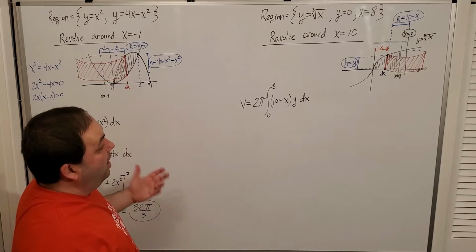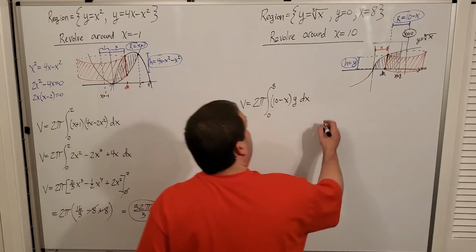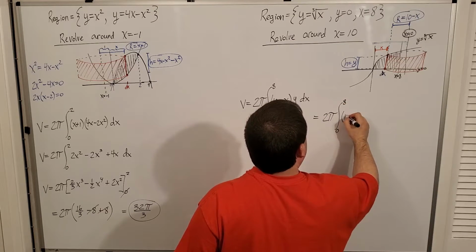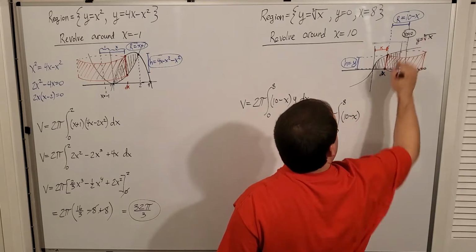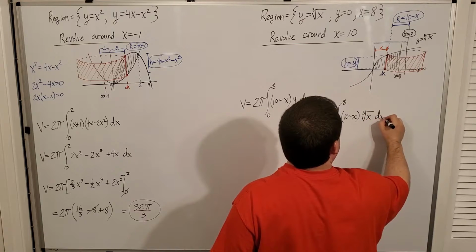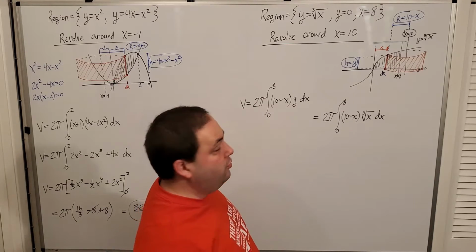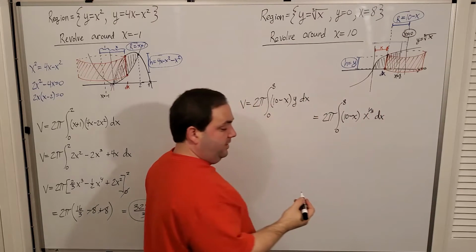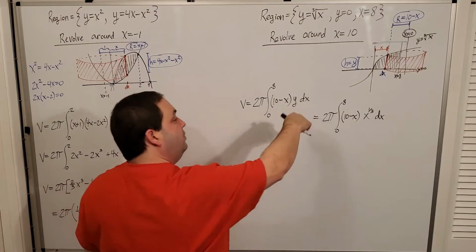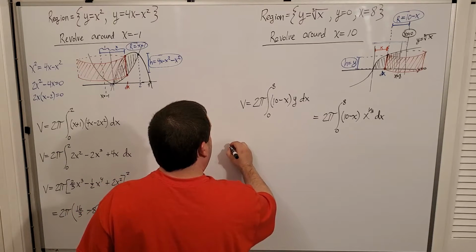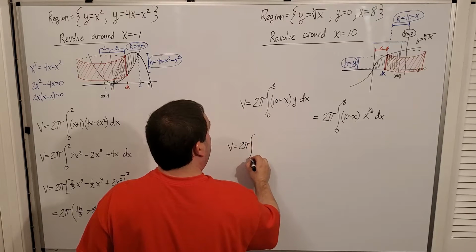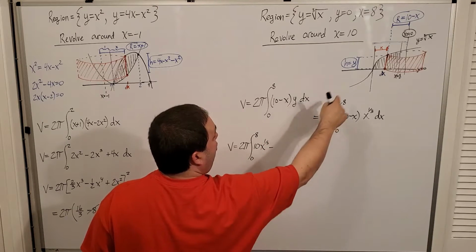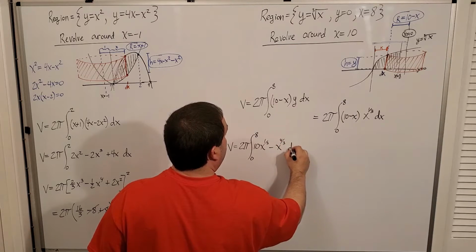Now, of course, I can't leave the y variable in there. I'm trying to do it with a dx. So this integral becomes 2 pi times the integral from 0 to 8 of 10 minus x, and my y variable is equal to the cube root of x, dx. Of course, instead of cube root, we would probably rather write this as x to the 1/3. That's what my y variable is equal to. So I'm going to distribute that out and use some power rules. My volume is going to be equal to 2 pi integral from 0 to 8 of 10 x to the 1/3 minus x to the 4/3 (1/3 plus 1 is 4/3), dx.